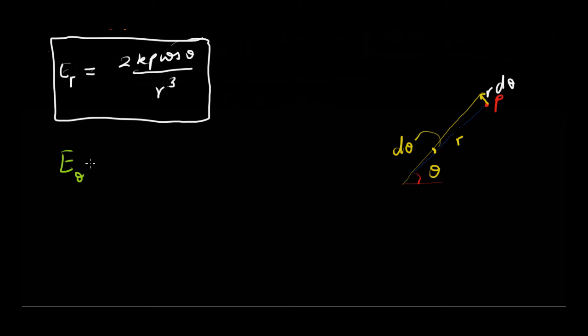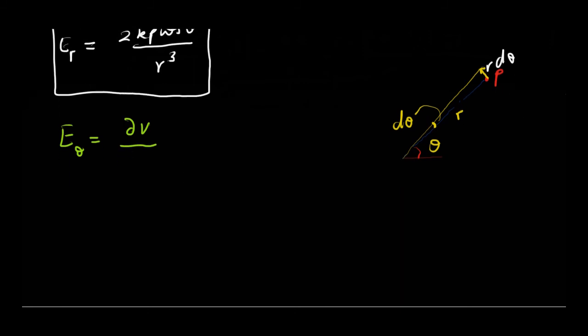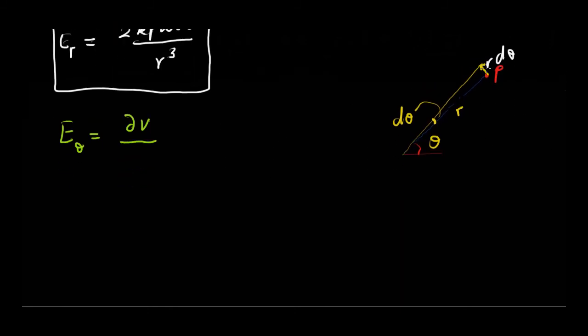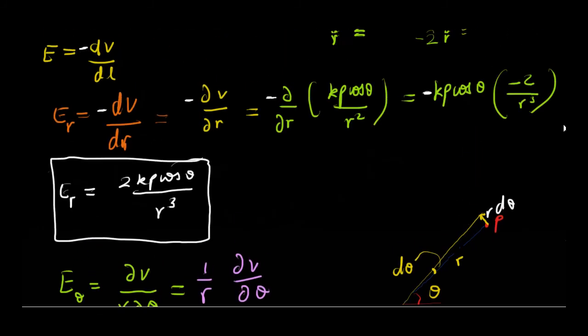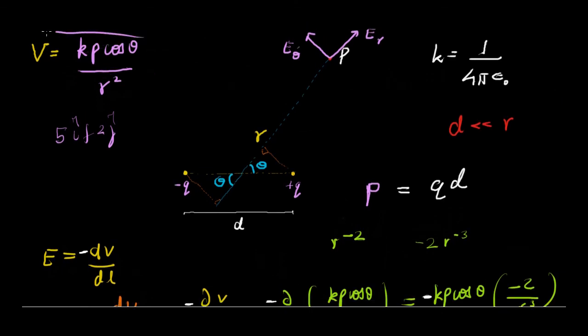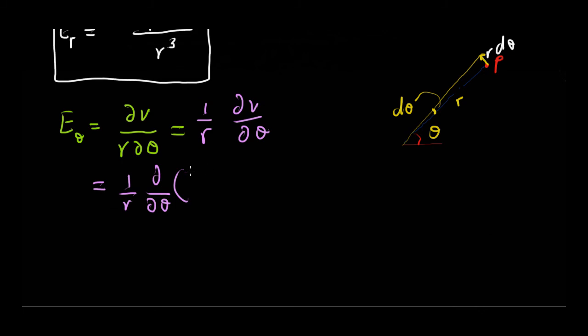So E theta will be dV, well, not quite dV, it's partial V, and we divide that by the displacement, and the displacement in this case is r d theta, so not quite d again, it's partial d theta. So that'll be 1 over r times the partial derivative of V with respect to theta, which is again kp cos theta over r squared.